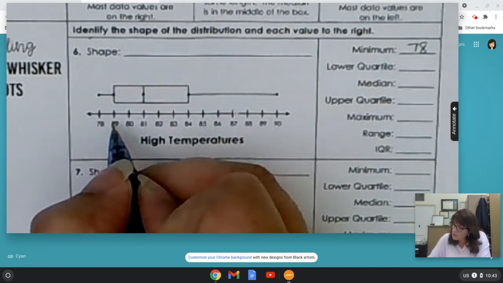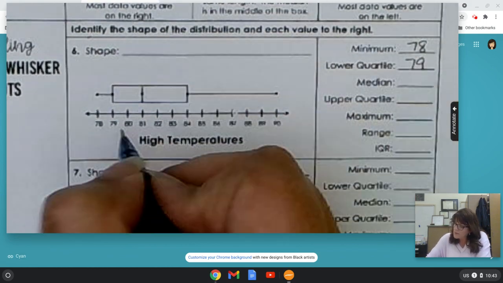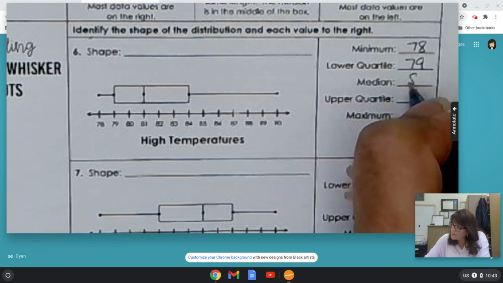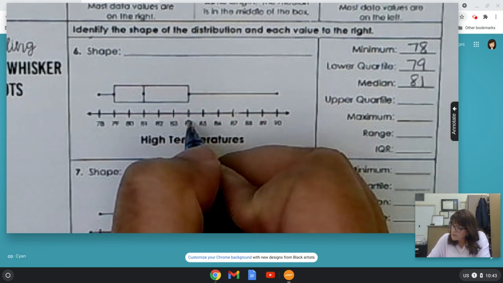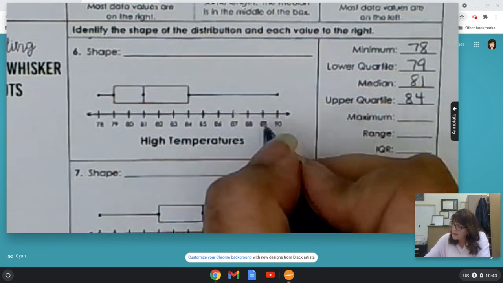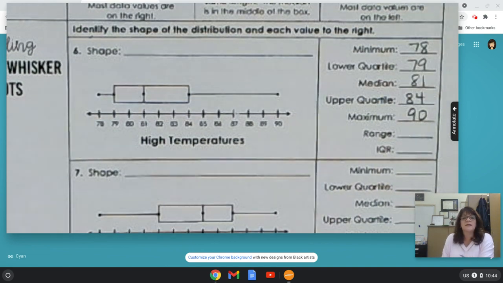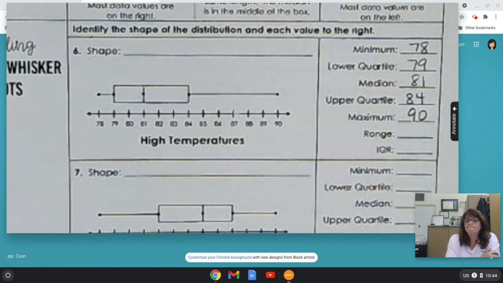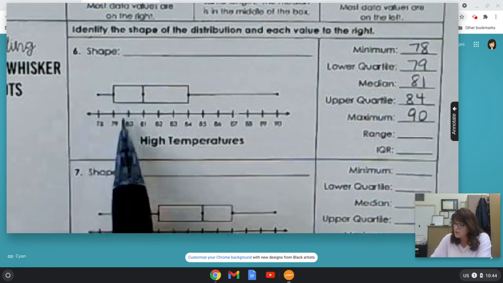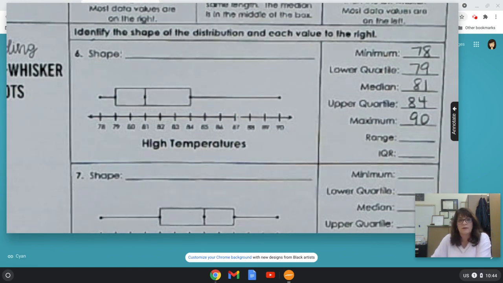Okay, your lower quartile is right here. Looks like 79. Median, 81. 84 is the upper quartile. And maximum is 90. Notice, I taught you to build them before I taught you to read them. That's on purpose because now when you go to look for those spots, you know exactly where to look.